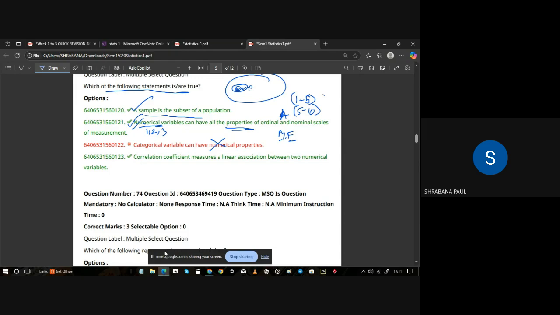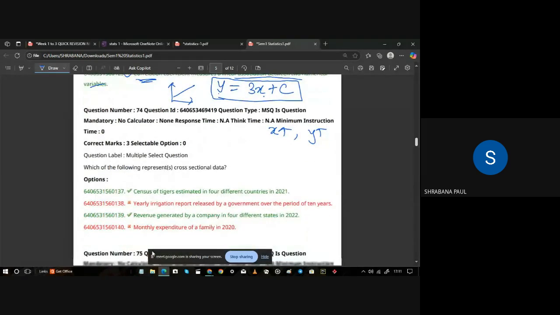How is this true? We say y is equal to 3x plus c. So this is a linear regression model, right? This is a normal linear regression model. So correlation says how strong the relation is. If x increases, say I increase the value of x, then the value of y will also increase. The relation is strong. So it is true that the correlation coefficient measures the linear association between two variables. Linear, like this. Okay. Up till here understood?